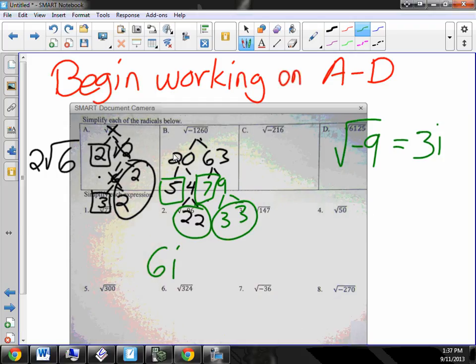All right. Root, what's left on the inside? A 5 and a 7, 35. Okay.